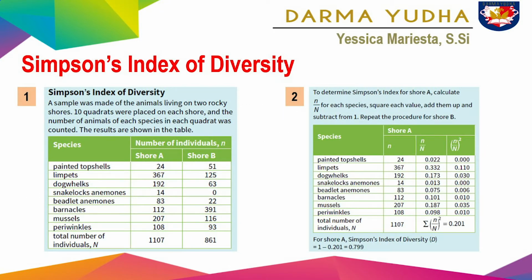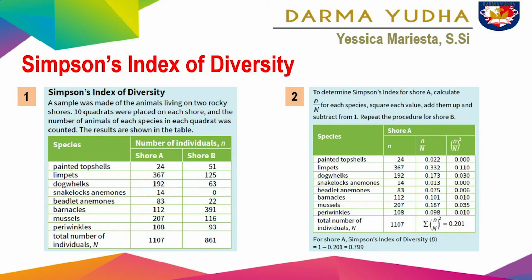Okay, the question is, a sample was made of the animals living on 2 rocky shores. 10 quadrats were placed on each shore, and the number of animals of each species in each quadrat was counted. The results are shown in the table. In the table, you can see that the painted top shells are 24 in shore A, 51 in shore B. Okay, you can take a look at the numbers on the table, and I don't need to mention each of them. Okay, and then we go to number 2.